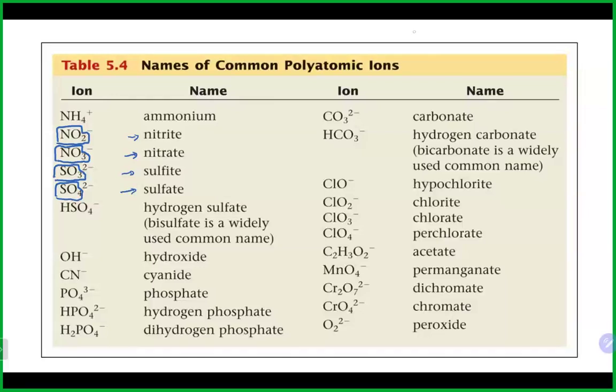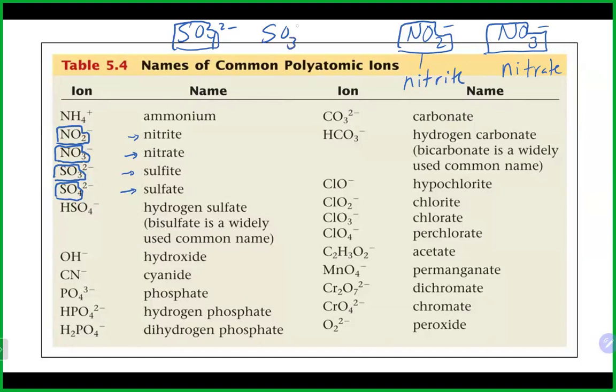Now, when you look at this NO2 minus and NO3 minus, this entire thing stays together and has a -1 charge. This entire thing stays together and has a -1 charge. What is the only difference between those two things? The number of oxygens, right? The one on the left has 2. The one on the right has 3. They both have a -1 charge. This again is nitrite, and this is nitrate.